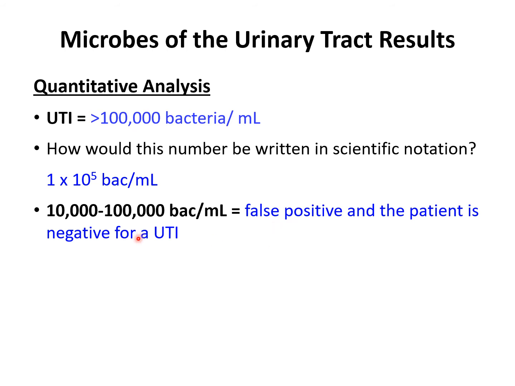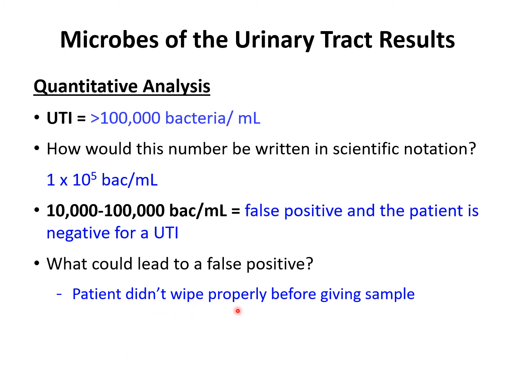And the patient is still negative for a UTI. So the patient is still negative for UTI even though they have that much bacteria in their urine. I mean, an individual shouldn't really have that much bacteria in their urine. So what could be some reasons why someone has such a high number of bacteria even though they don't have a UTI?